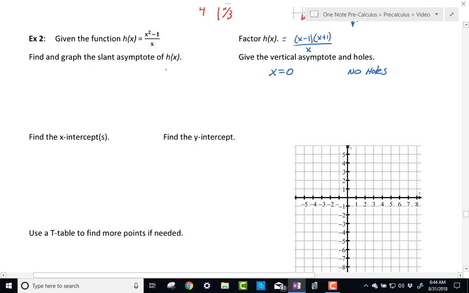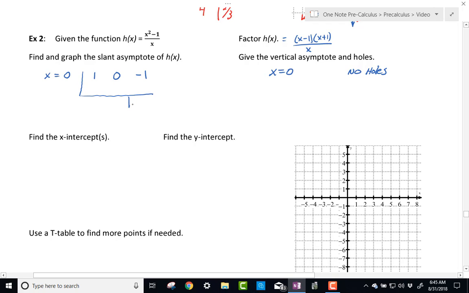Find and graph the slant asymptote. Now, this is an interesting division here. Okay, and you can still do this with synthetic division. So I'm going to take my denominator. I'm going to take x equal to 0. Now normally it's x equals 2 or x equals negative 3 or whatever it is, but this time it's 0. I'm going to set up my synthetic division just like I normally would. So I start with 1 for the x squared term. I don't have an x term, so I need to put in a 0 there. And then my constant term, negative 1 at the end.